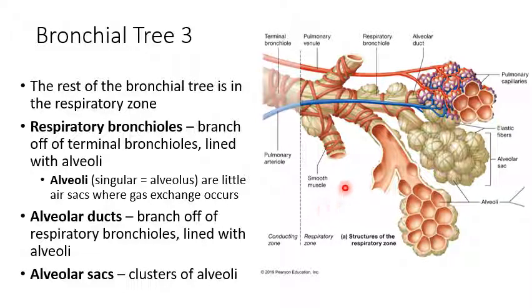Then you're going to have even more branching. These respiratory bronchioles will branch to make alveolar ducts, usually a couple of ducts per respiratory bronchiole. Those ducts will also have alveoli on the sides of them, and then those ducts will be leading into alveolar sacs, which are clusters of many alveoli at the very end. And all of those alveoli, the singular for that is alveolus, all of those are little sacs where you're actually having your gas exchange.